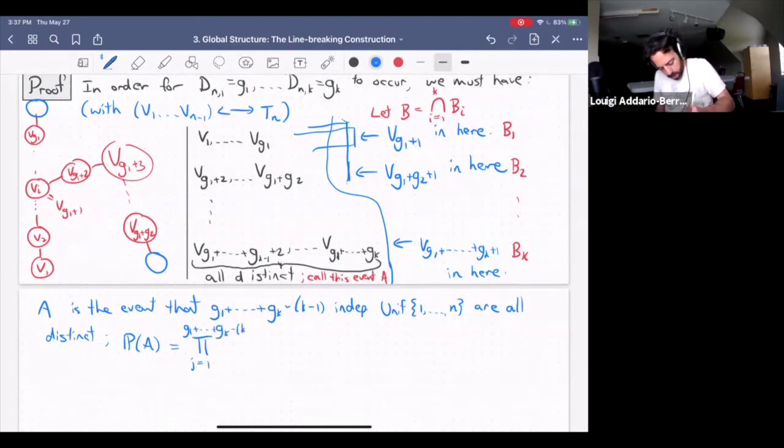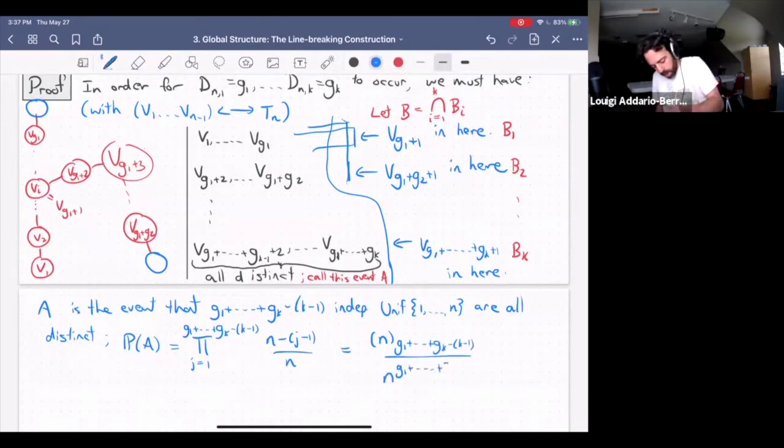We can write that as the product for j from 1 up to that value of 1 minus j minus 1 over n. Or maybe in this setting it's more natural to write it as n minus j minus 1 over n, because then we see that it's precisely n and then this following factorial, divided by n to the g1 up to gk minus k minus 1. Okay, so A isn't too bad.